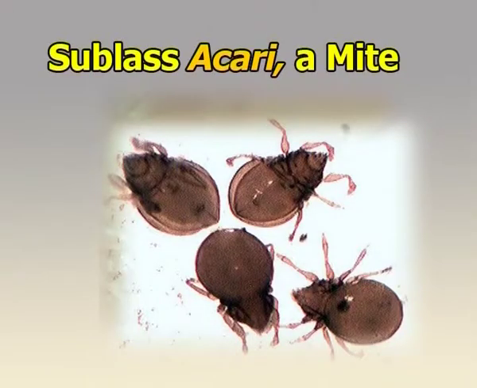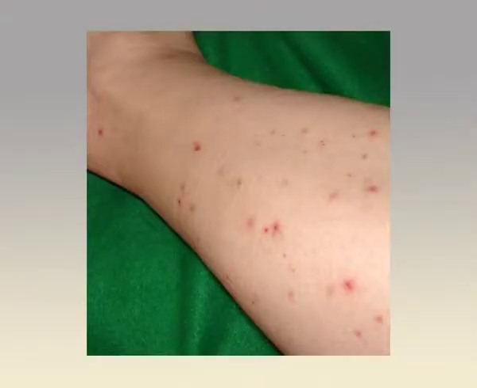Subclass Acari, a mite. The majority of mite species are harmless to humans, but a few species of mites can colonize humans directly, act as vectors for disease transmission, or cause or contribute to allergic diseases. Mites which colonize human skin are the cause of several types of itchy skin rashes such as Grover's itch and scabies. Sarcoptes scabiei is a parasitic mite responsible for scabies, which is one of the 3 most common skin disorders in children.